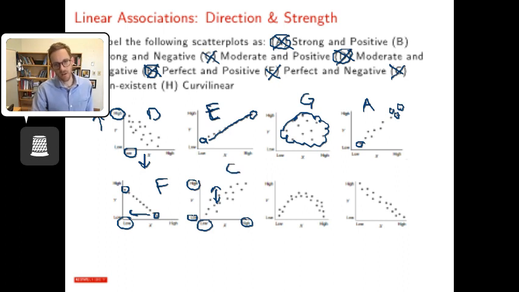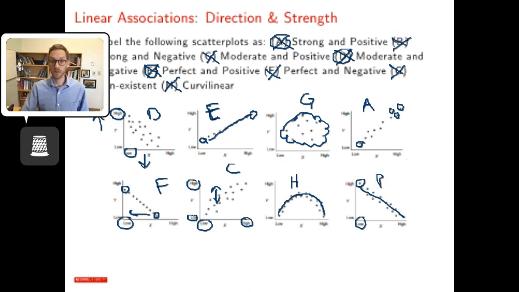On this one, if you were to fit a line to this, you'd see that it would be a curve, right? So one of our options here is curvilinear. That would be H. And then finally, as Y is high, X is low, they're pretty tightly scattered around a line, so that is going to be strong and negative with B. So hopefully you were able to identify each one of those.